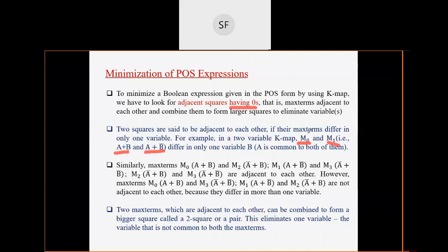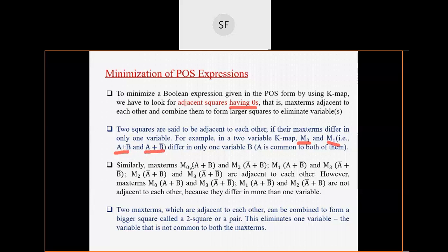In POS, if the value associated with the variable is 0, then you have to write the uncomplemented form, so hence A plus B. Here M1 is 0 1. So 0 stands for uncomplemented form, that is A, and 1 stands for complemented form. Now if you observe these two max terms, A is constant here, A is here also, but the value of B is varying. Hence since only one variable is varying, these two cells are adjacent.